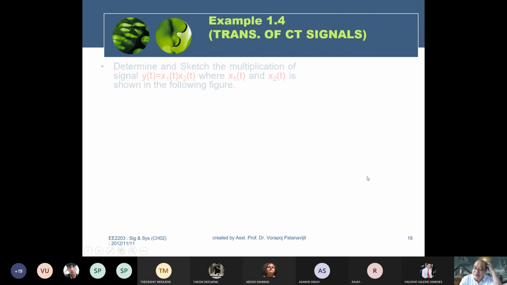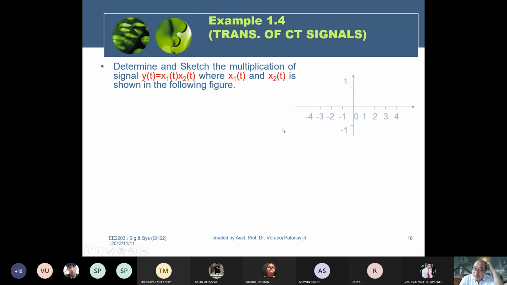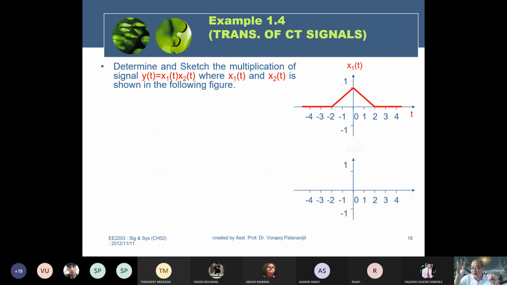One last thing. In the previous lesson I taught you 6 transforms: 3 time transforms and 3 amplitude transforms. For the time transform, we have time reversal, time shifting, and time scaling. For the amplitude, we have amplitude reversal, amplitude shifting, and amplitude scaling. I think everyone knows how to multiply the data, but some of you are not familiar with multiplying the data from the graphical point of view. Therefore, I will show you some examples.